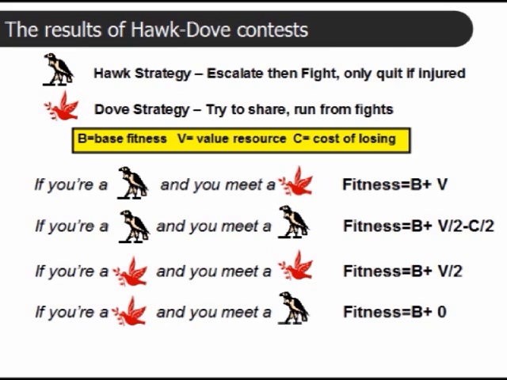If you're a dove and you meet a dove, you will be sharing. And so your fitness is going to be your base fitness plus the value V divided by 2. If you're a dove and you meet a hawk, well, he's going to take that resource from you, but you still can leave the contest with your base fitness intact. And that's basically all there is to the algebraic analysis of what the fitness is at the end of a contest.